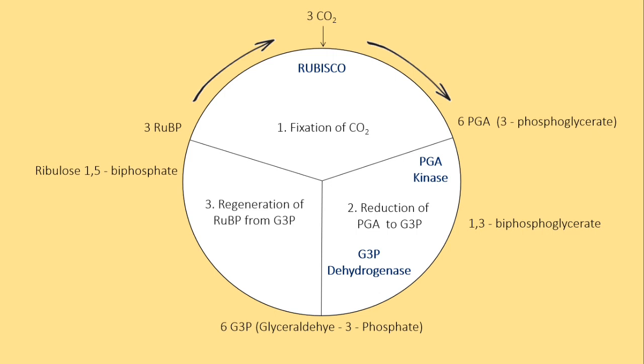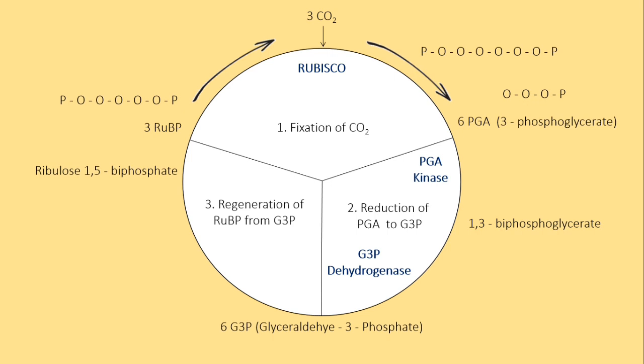RuBP is a molecule with 5 carbon atoms, where in carbon 1 and 5, there is 1 phosphate group each. So, there's 3 RuBP that is going to react with 3 carbon dioxide molecules. Now 1 molecule of carbon dioxide reacts with 1 molecule of RuBP. That's why we're going to get 6-carbon molecules, but it's going to be broken up into 2 3-carbon molecules. So, PGA is a 3-carbon molecule with 1 phosphate group.